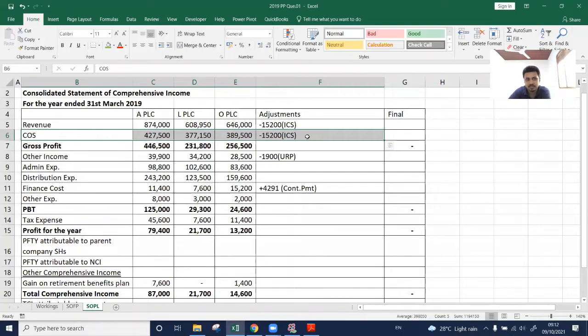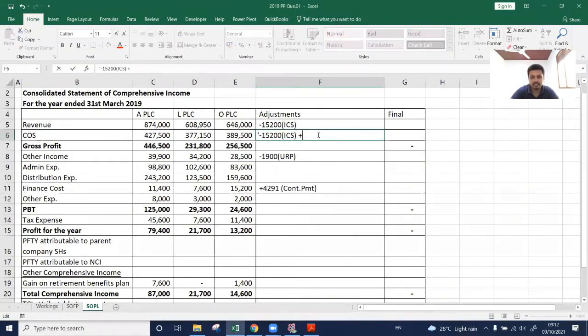What we need to do? We need to decrease the profit. Therefore, we need to increase cost of sales. Cost of sales වැඩි කරන්න ඕන. වියදම් වැඩි කරද්දී තමයි මොකක් වෙන්නේද? Profit එක අඩු වෙන්නේ. So we need to add 760 here. Unrealized profit.